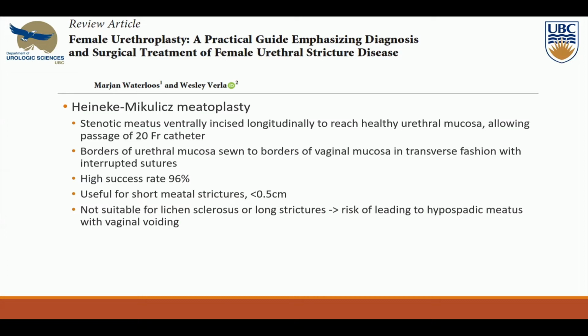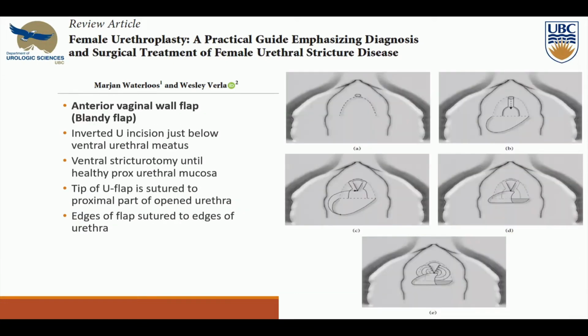Again, it's not really suitable for patients with lichen sclerosis, and of course, in patients with very long strictures, you'd have a long segment of urethra that you'd have to do this to, and that can lead to a hypospadic meatus. And again, that would increase the risk of patients having vaginal voiding. So you really don't want to use this technique in patients with very long strictures.